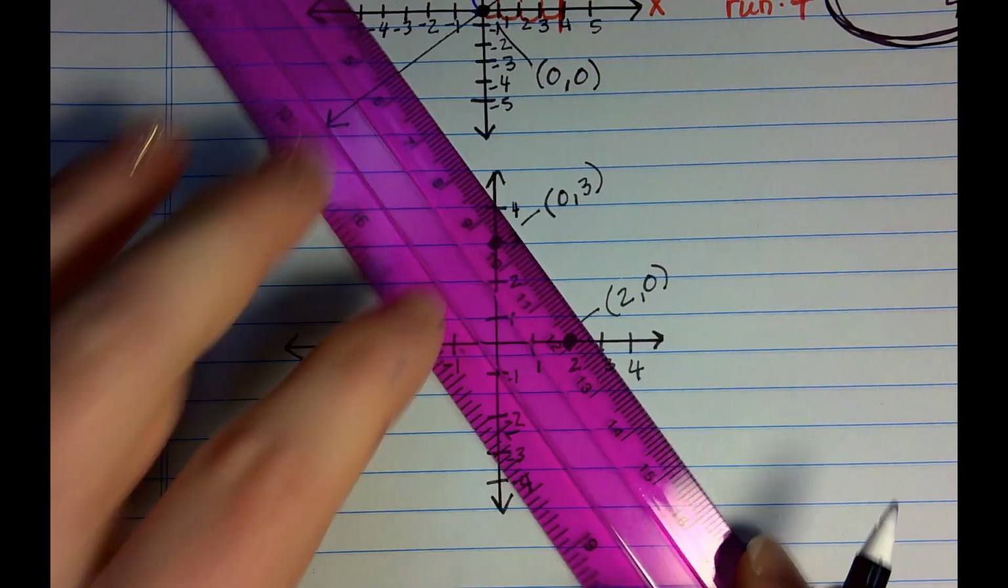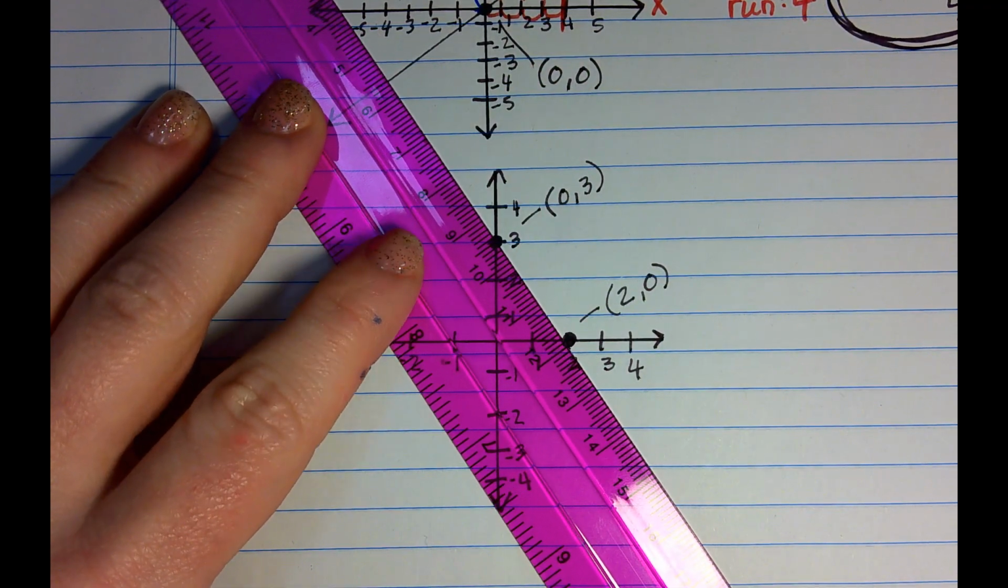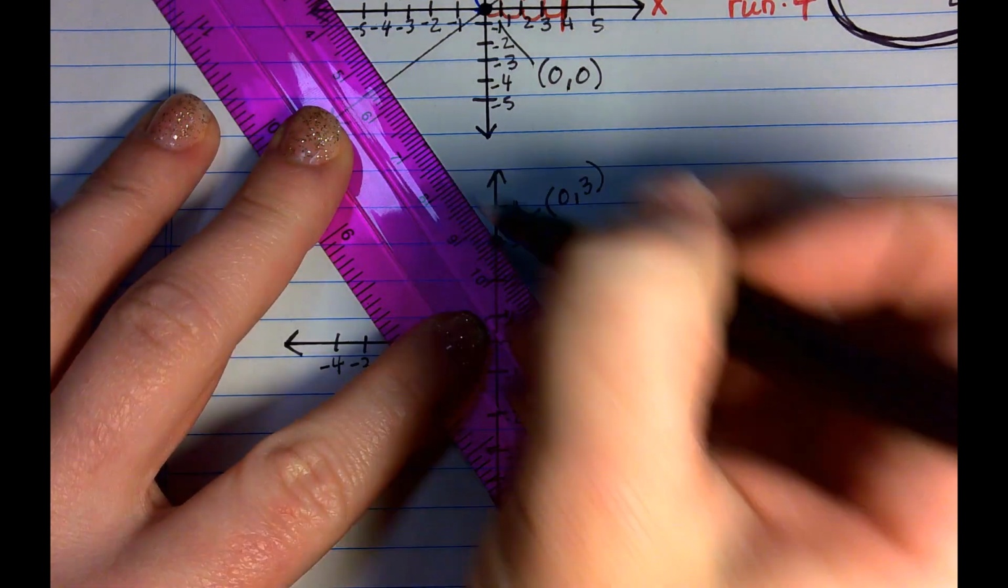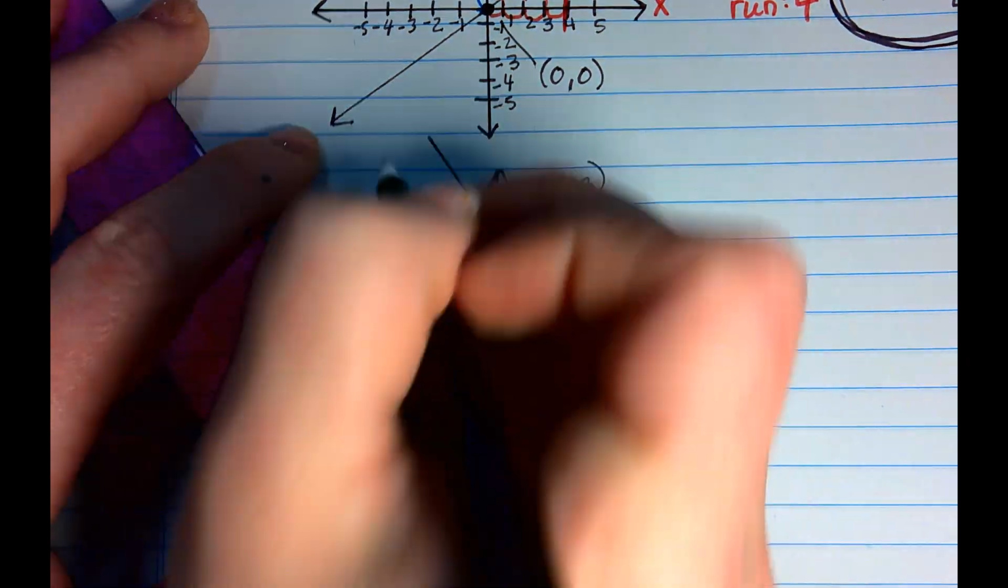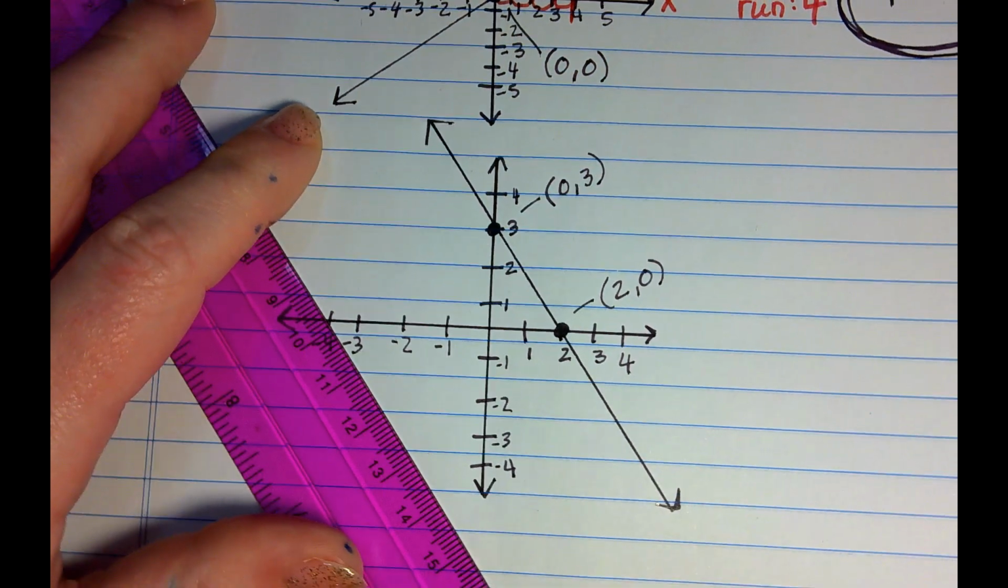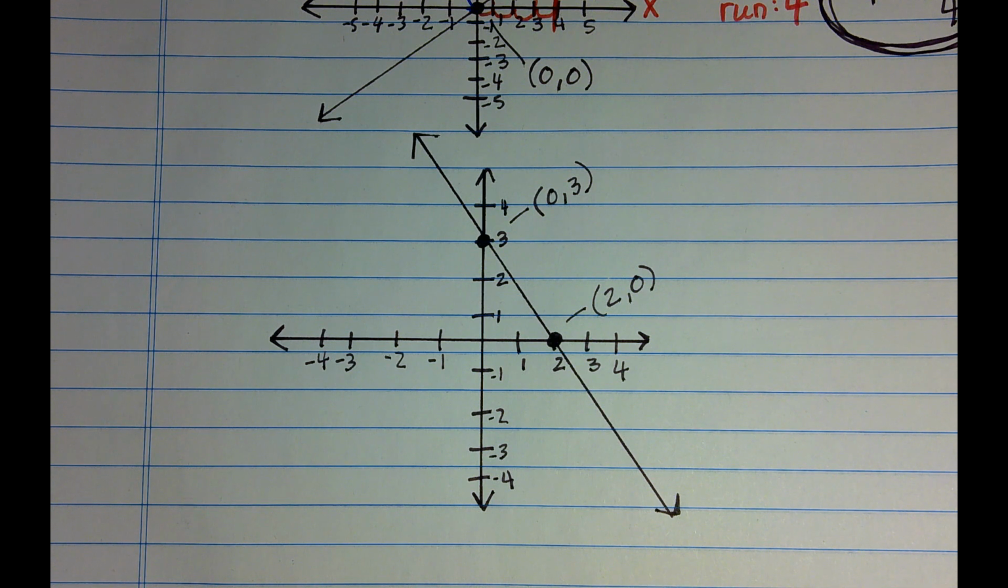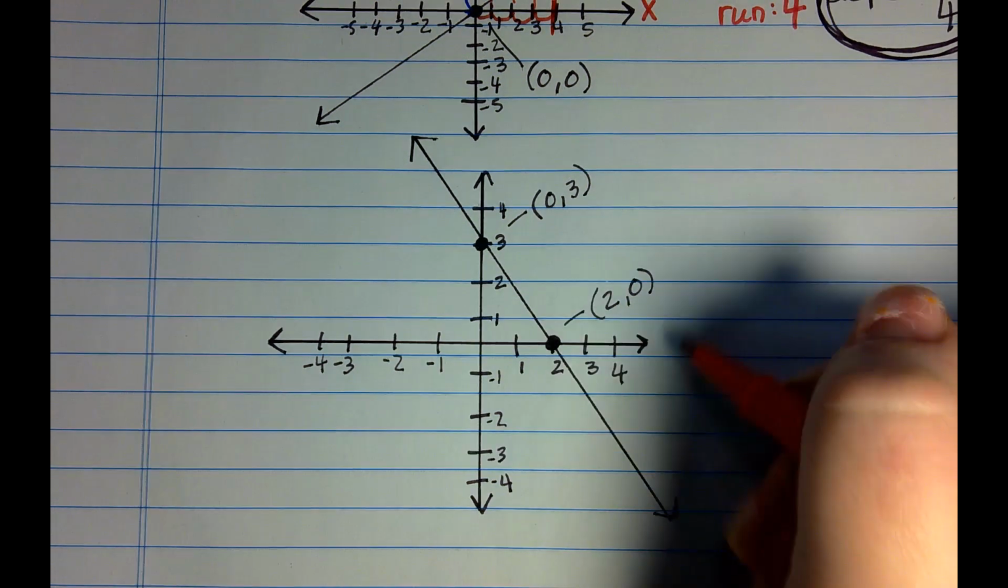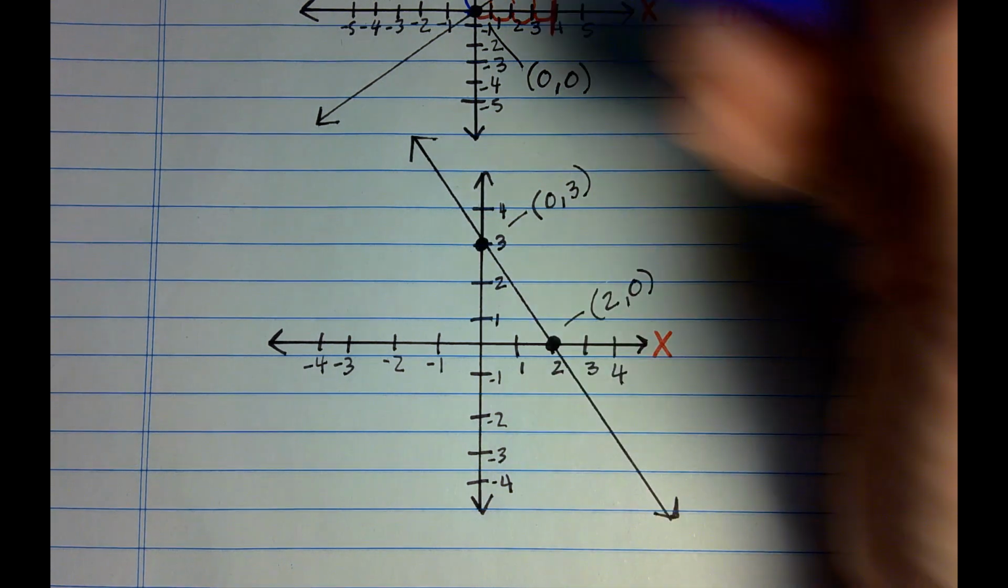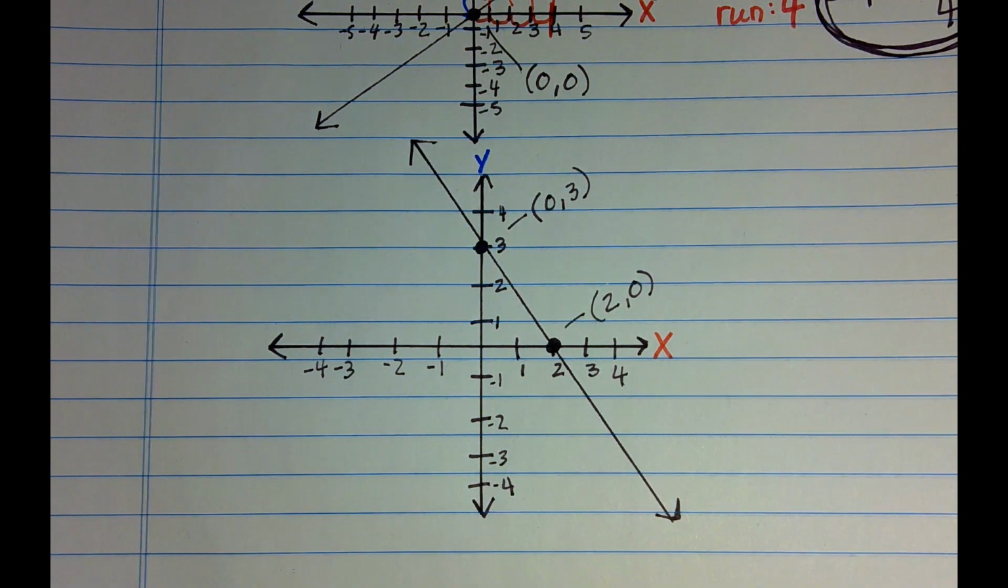Okay, if these are my 2 points, I want to see if you guys can figure out what the slope might be here just by counting your rise over your run. And if you think you know it, feel free to shout it out. I want to see if anybody can figure it out. Is it 3 over 2? 3 over 2. Yes. Good, Jenny.